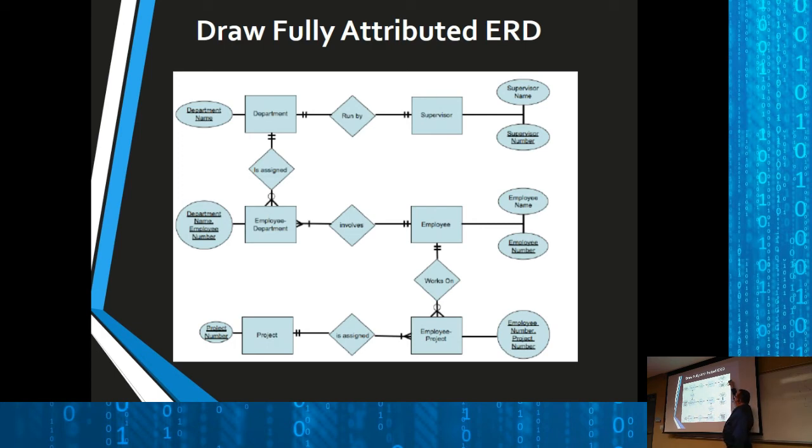Circles. Do you notice one of them is underlined and one is not? Underlined is primary key. Any attributes that are not underlined are just regular attributes. They're just things that identify, like such. So this is a primary key. Underlined, non-underlined is just a name.